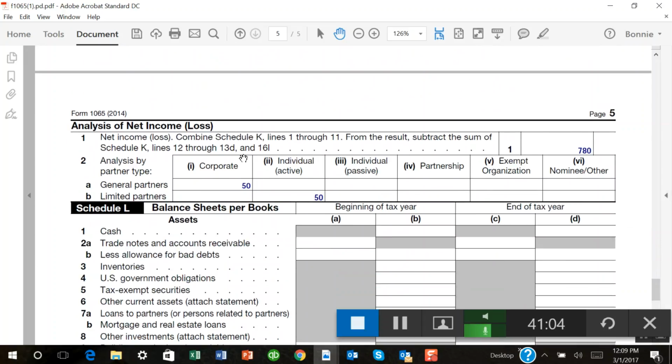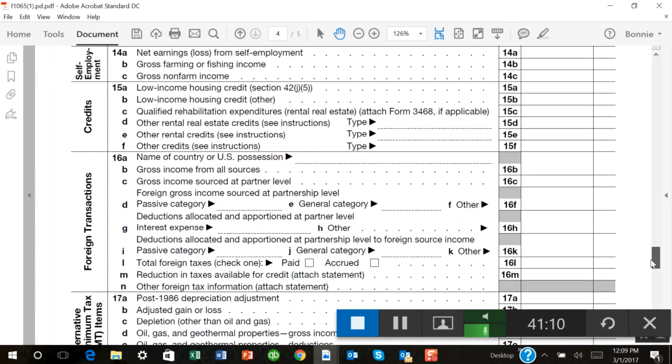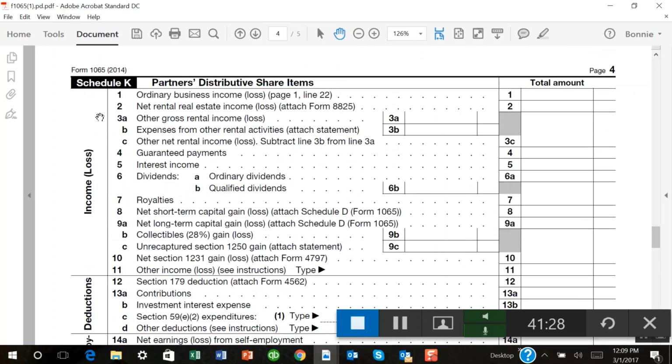it also tells you that you have to capture line 16L. And if you look at what 16L is, 16L is your total foreign tax expense. And that's because you actually pass through foreign tax expense separately on Schedule K and on Schedule K-1. So it's not included in your other tax expense as part of your ordinary business income.